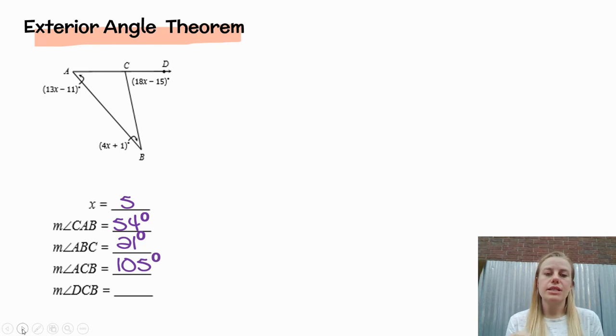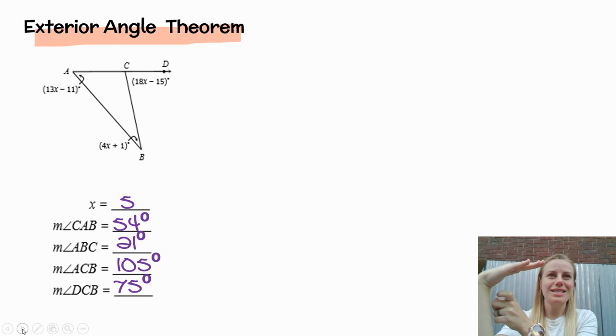Now it's asking for DCB. That's DCB. It's C, but this time it's on the outside. So I can plug in my 5, 18 times 5 minus 15, and that gives me 75. I can also, because we know it's a straight line and we have two angles, the ACB and the DCB on the other side, and we know that those two angles have to add up to 180. So I can take 180 minus the 105, and that gives me 75.